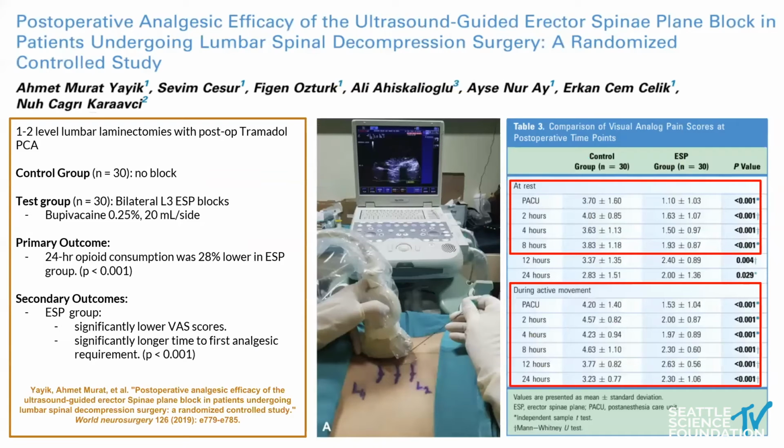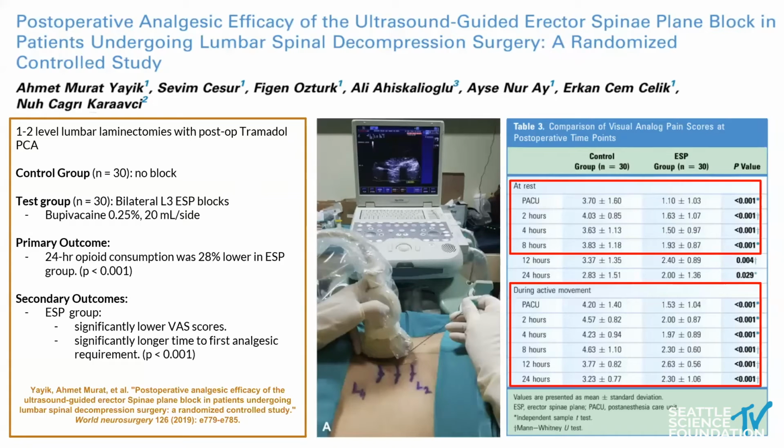All right, perfect. So in terms of the actual studies themselves, this is a randomized controlled trial from Turkey published, I believe, in 2019. It looked at the use of ESP block in patients that were having 1 or 2 level lumbar laminectomies. All of these patients were started on tramadol PCAs postoperatively. The control group received no blocks. The intervention group had bilateral ESPs placed at L3, and they used 0.25% Marcaine.